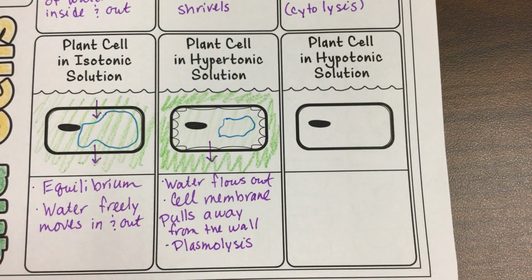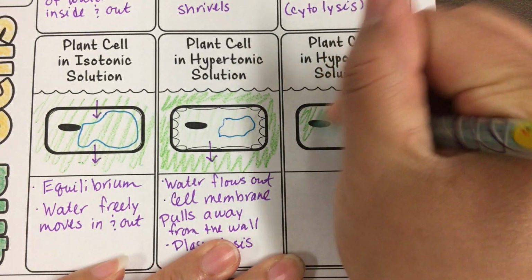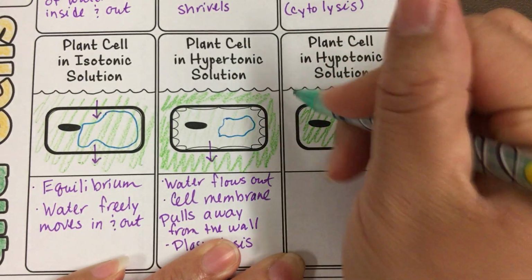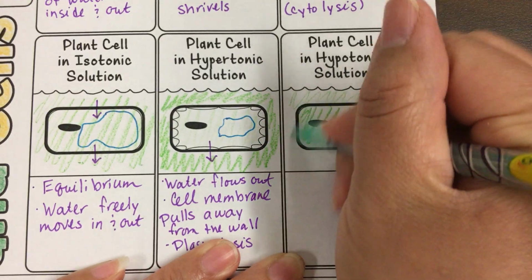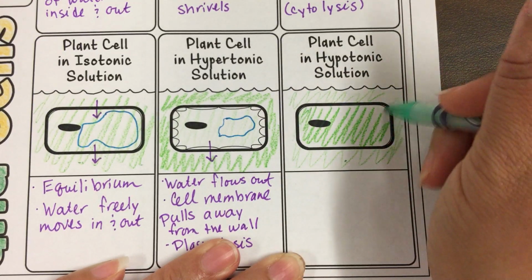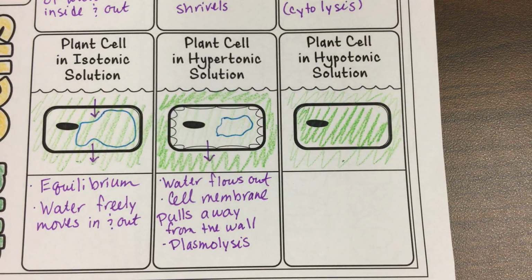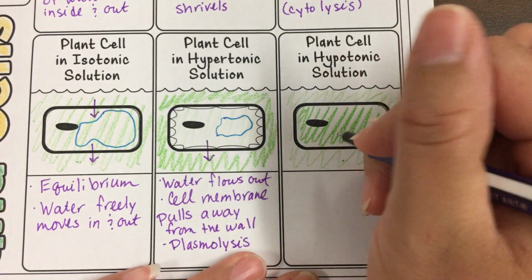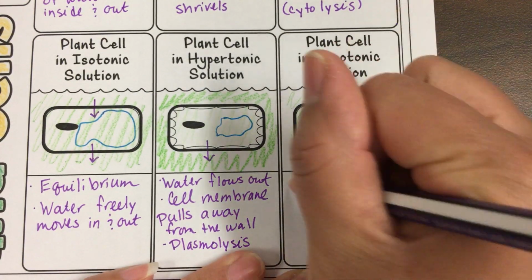So lastly, in a hypotonic solution. Surprisingly, this is actually what plants like. Plants like a hypotonic solution. So again, higher concentration of solutes on the inside than the outside. So water flows in.